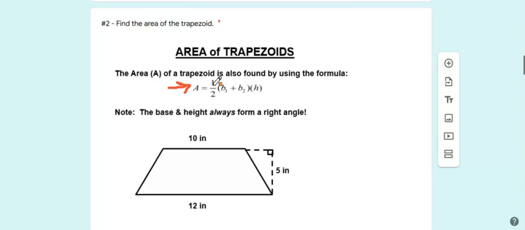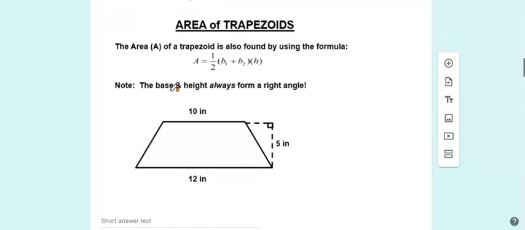Now, as you can see in this formula, the H is written over here. Now, we know that when multiplying, the order that you multiply does not matter. So it doesn't matter if H comes here or it's put up here. Okay, as long as you multiply all these numbers together, your product will be the same. So don't be thrown off if you see the H at the end.